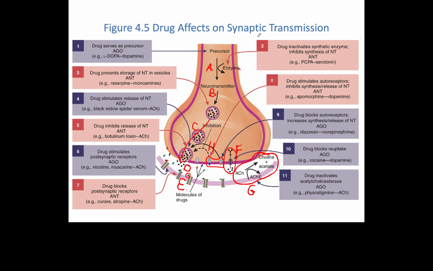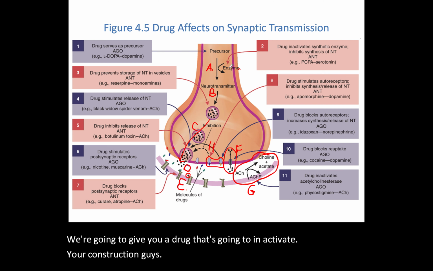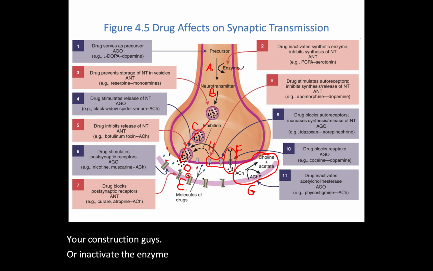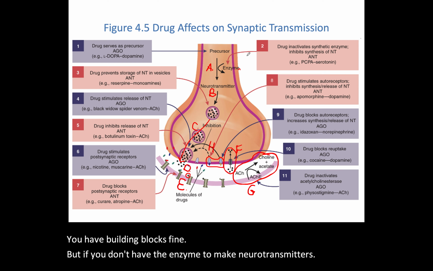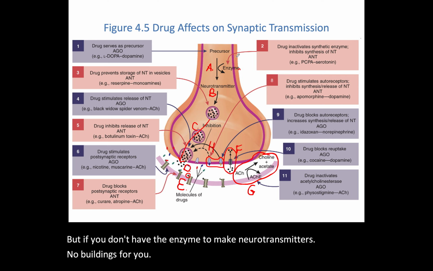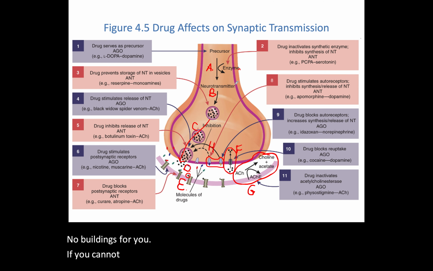Now, mechanism two is an antagonistic mechanism. In this case, we're going to give you a drug that's going to inactivate your construction guys, or inactivate the enzyme, of course. Now, you have building blocks, fine. But if you don't have the enzyme to make neurotransmitters, no buildings for you. If you cannot convert precursor to neurotransmitter, you can't make neurotransmitter.